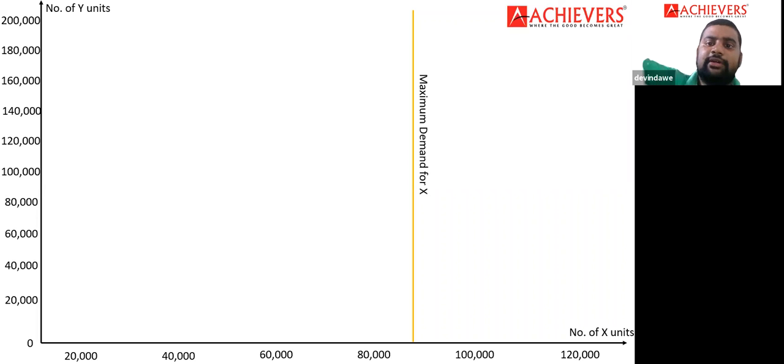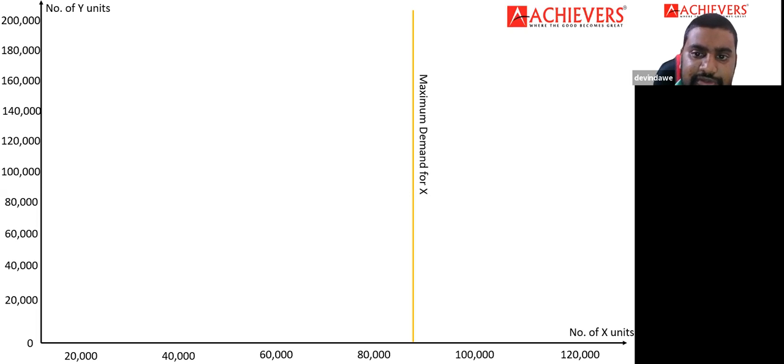Right? So you block the x-axis at 85,000, indicating that you can't go beyond that because there is no demand for the product. Clear? A similar thing you will have to do for the y-axis, number of y units. The demand constraint for y was 66,000, right? So at 66,000 you have to block the y-axis so that you can't sell more than 66,000. Clear? So that's how you draw the demand constraint.